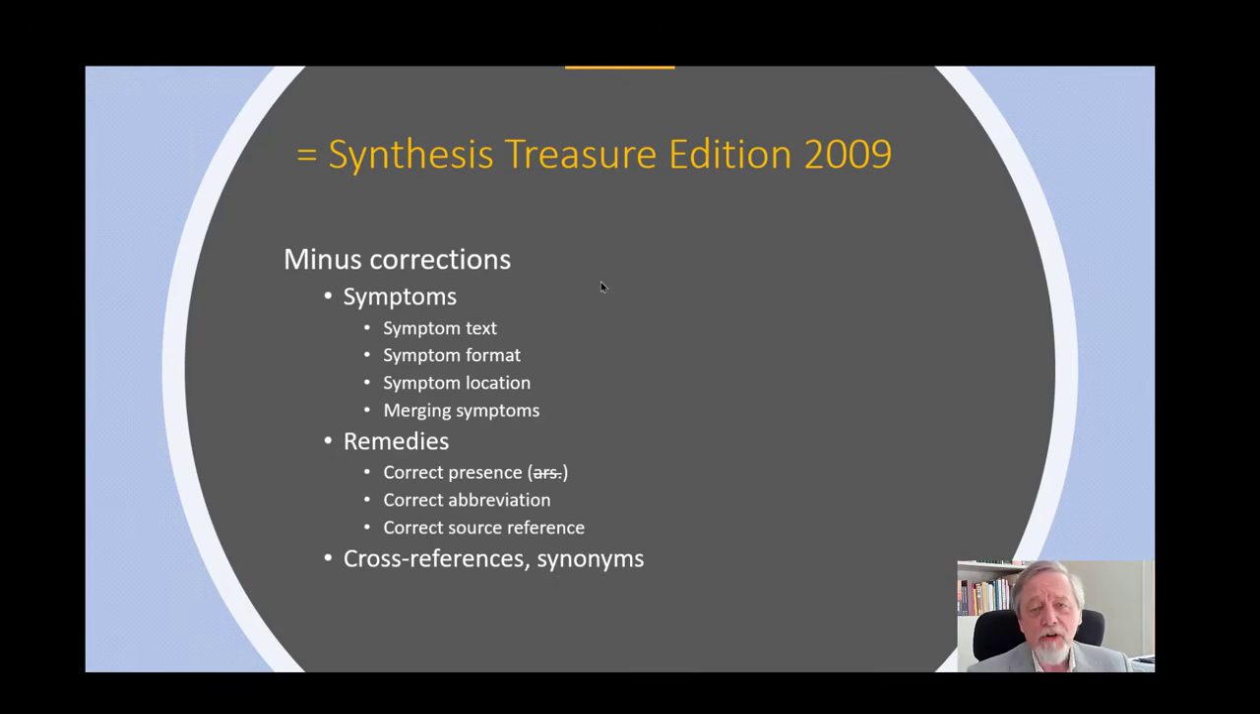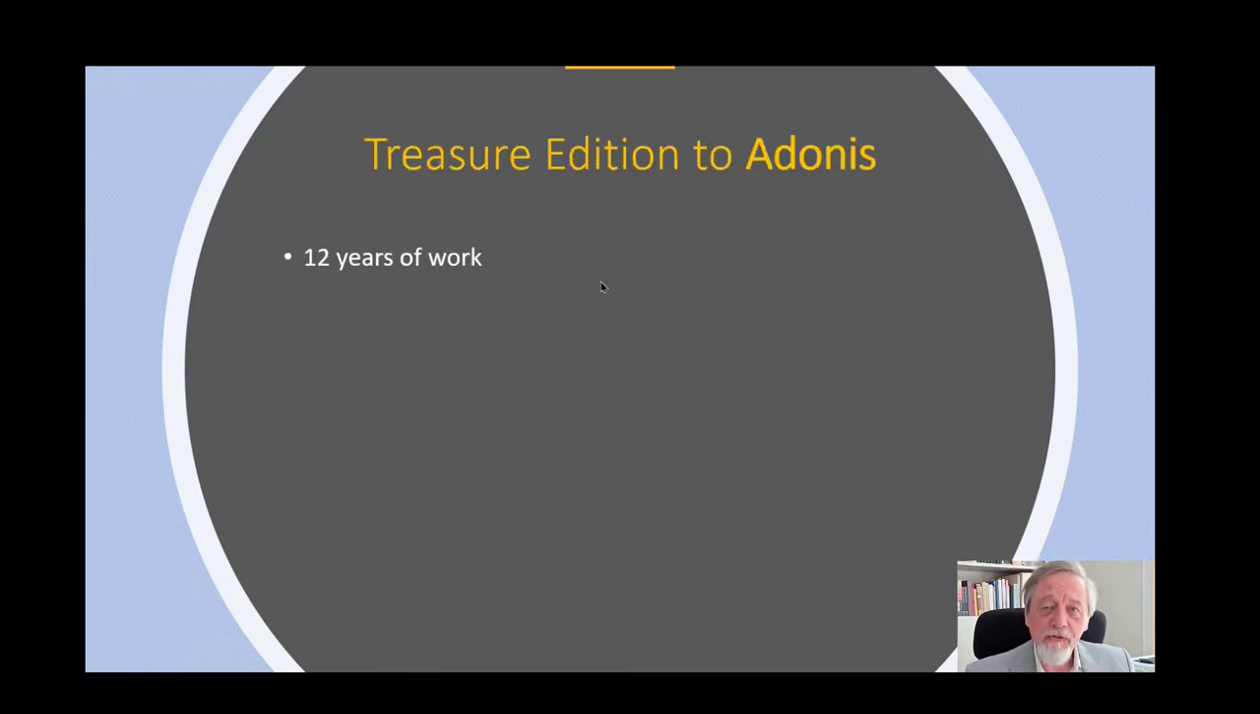So we have a lot of corrections between Treasure Edition and Adonis. And I would see, even just for this slide, for this idea, that there are so many corrections executed following your feedback. This is one reason why you should prefer using Adonis over the Treasure Edition 2009. However, I have a true positive as well.